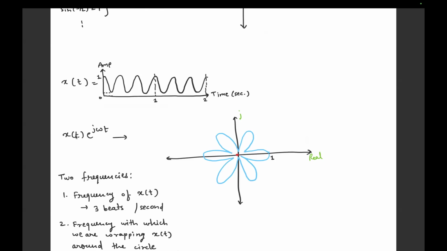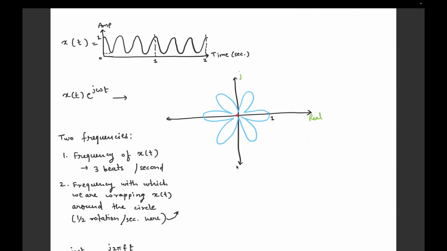Now when time equals 0, xt is 1. So we are at 1 here. And at this time point, it's almost 0. So we are somewhere around here. Then it again goes to 1. So we come back to 1. Then it again goes back to almost 0. So we also go back to almost 0.